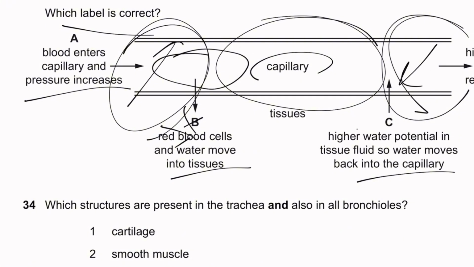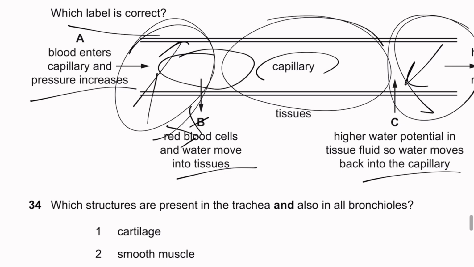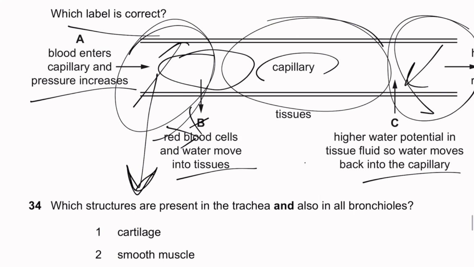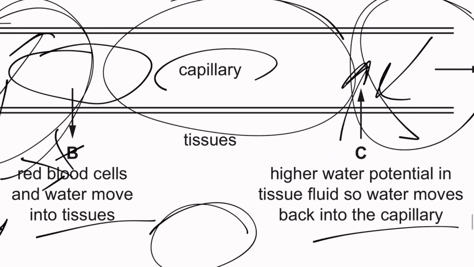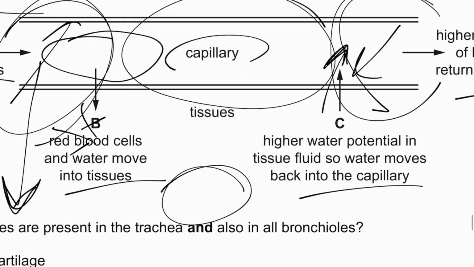Okay, now higher water potential in tissue fluid, so water moves back into the capillary. I suppose that's right, because here water is going to move into the tissue fluid, and then the water potential and basically lots of solutes accumulate here, and so stuff moves back there, because things like carbon dioxide are going to leave, and so will the water that's just entered, because there's a high hydrostatic pressure on this end and a low one here, so C is true.